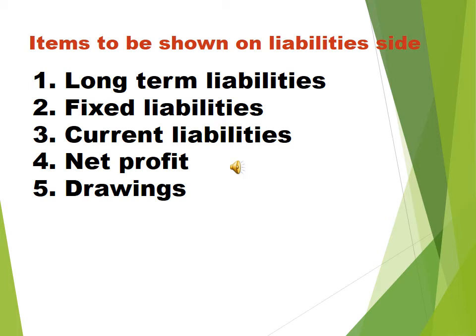Then comes the net profit. Net profit is the amount earned by the owner and it is always added to the capital. Add net profit. This is how it goes. And finally, drawings. Drawings are the amount withdrawn by the proprietor. So, you have to less drawings when you do the liability part. Capital, net profit and drawings are grouped together.